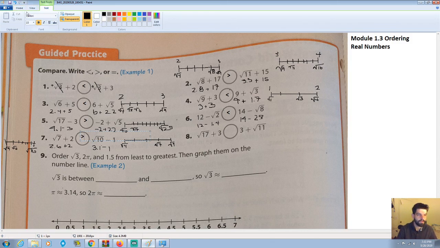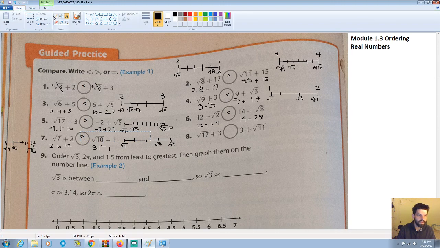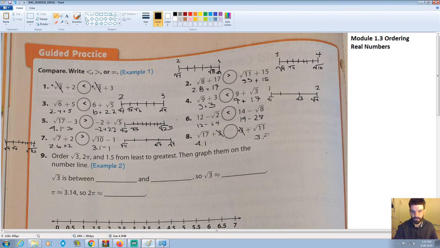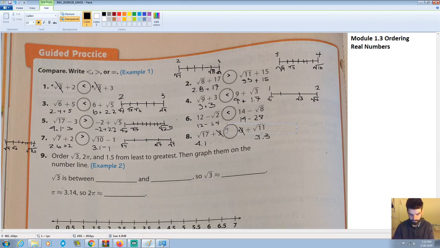And then we have one last one here. But as we can actually see here, if we look really carefully, we see plus 3 and we see plus 3 again. So we can cross those out, and that makes our lives a lot easier right off the get-go. So we saw that the square root of 17 was equal to about 4.1. And then we saw that the square root of 11 was equal to 3.3 in number 2. So 4.1 is definitely greater than 3.3. Okay, so that is going to be for the first part.